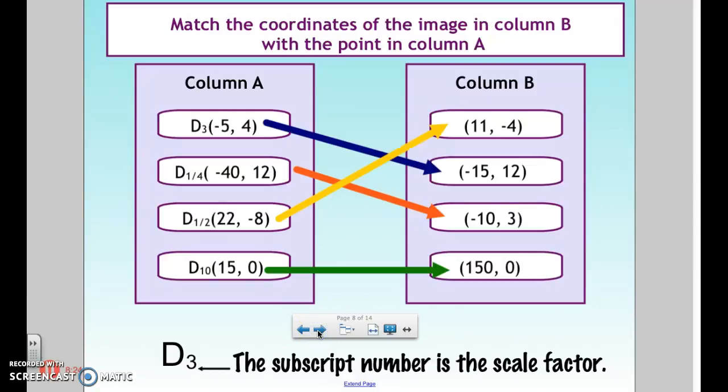So here are the answers for this activity. For the dilation of 3, if I times -5 and 4 both by 3, I get -15 and 12. 1/4 of -40 and 1/4 of 12 will give me -10 and 3. And you can look at the yellow and green line. All you're doing is multiplying by the value that is the subscript with the dilation D.